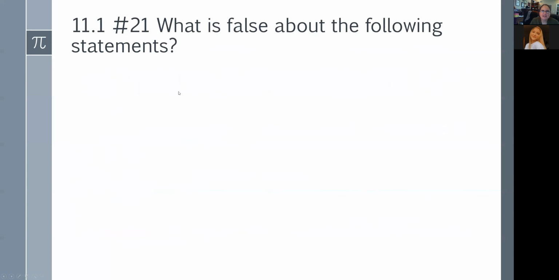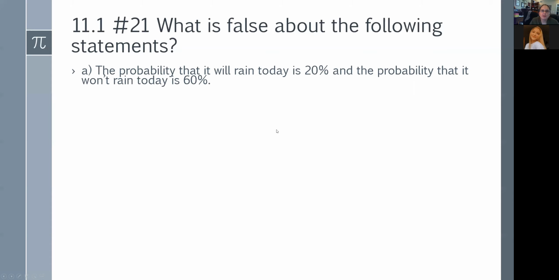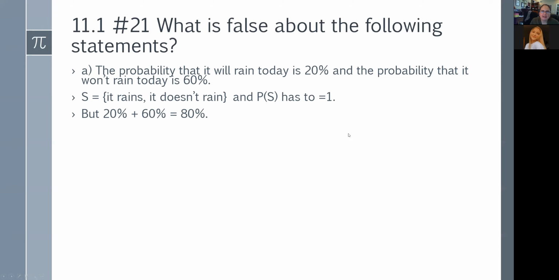Number 21 asks, what is false about the following statements? Part A, the probability that it will rain today is 20%, and the probability that it won't rain today is 60%. Well, the sample space, all the possible outcomes, it either rains or it doesn't rain, right? And we need the probability of the sample space to equal 1. So if we add up the probability that it rains plus the probability that it doesn't rain, that has to equal 1. But if we add the 20% and the 60%, we only get 80%.